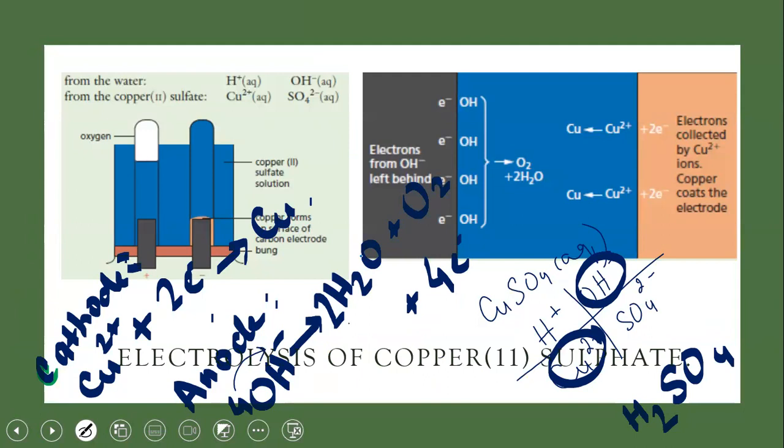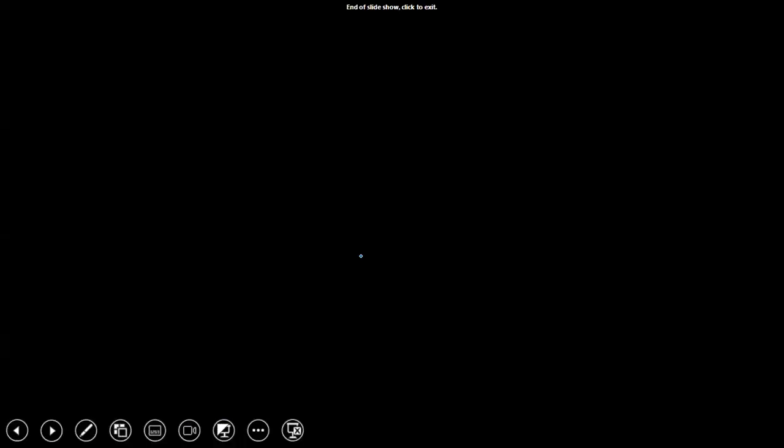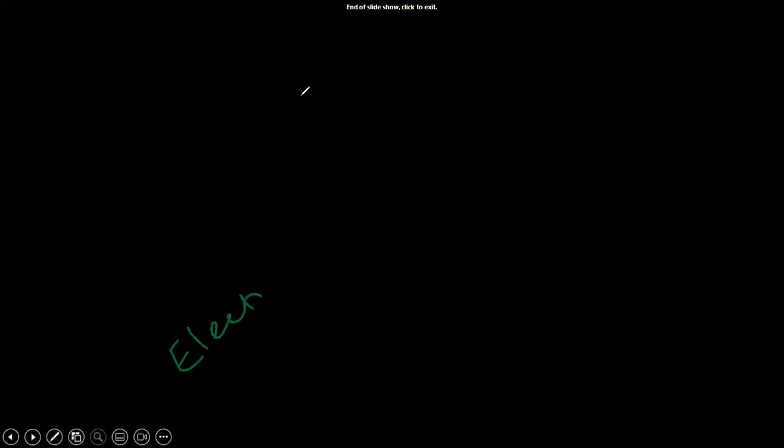That's because electrolysis is an endothermic process. Do you know what we mean by endothermic? Endothermic is when we have to add energy, put in energy. Exo is release of energy. So when energy is being released, that is exothermic. Electrolysis is an endothermic process.